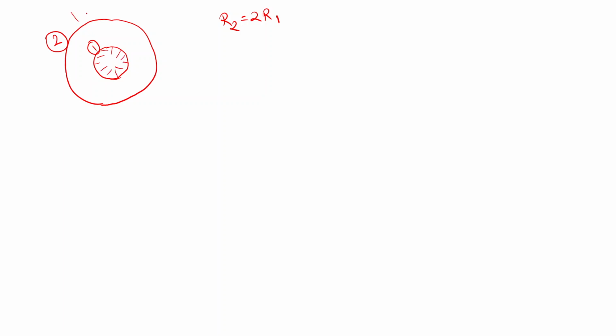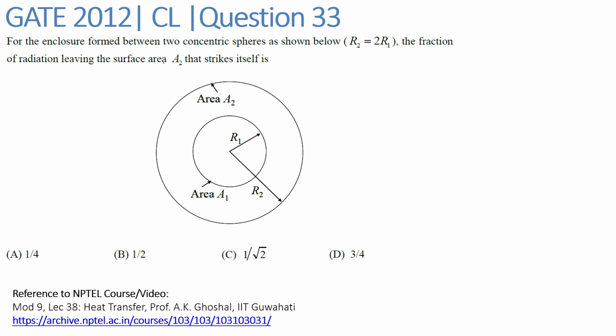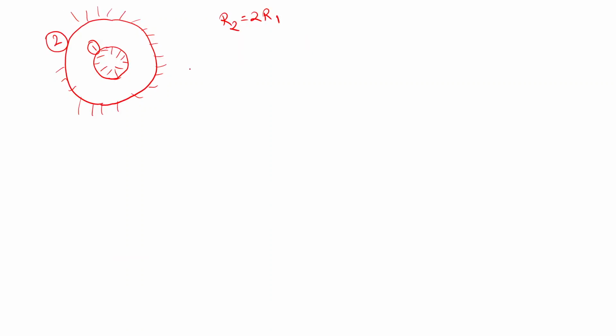Here we have been given two concentric spheres. The radius of the second is twice of R1. So the outer sphere is R2, the inner sphere is 1, and the radiation is occurring in the space enclosed between them. And we have been asked to find the fraction of radiation leaving surface area A2 that strikes itself. That is, basically we have to find F22.